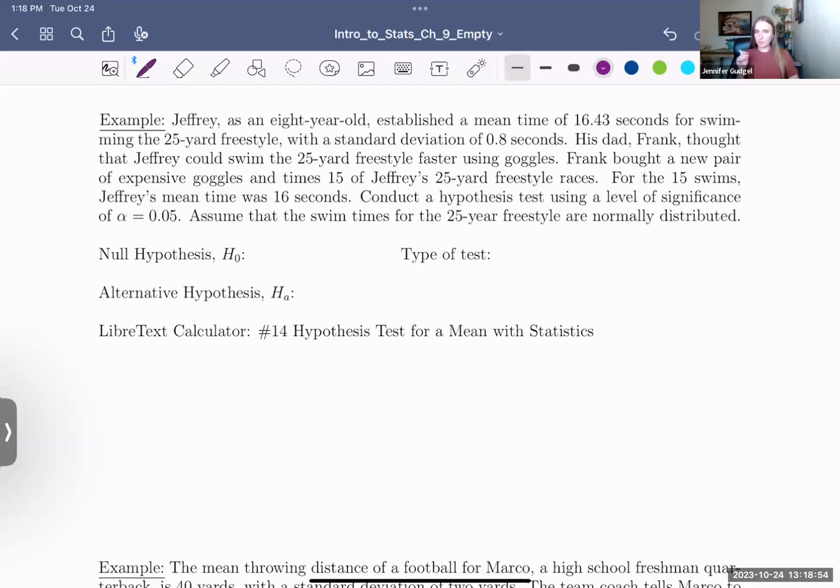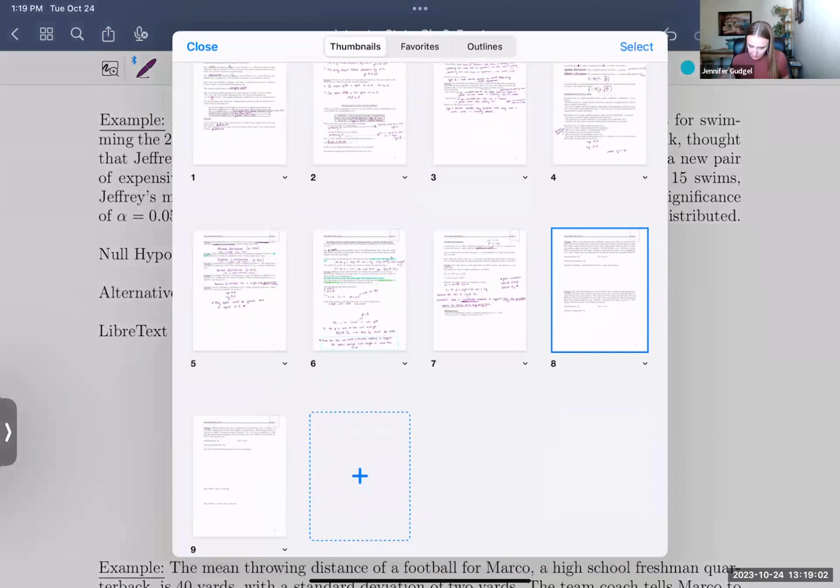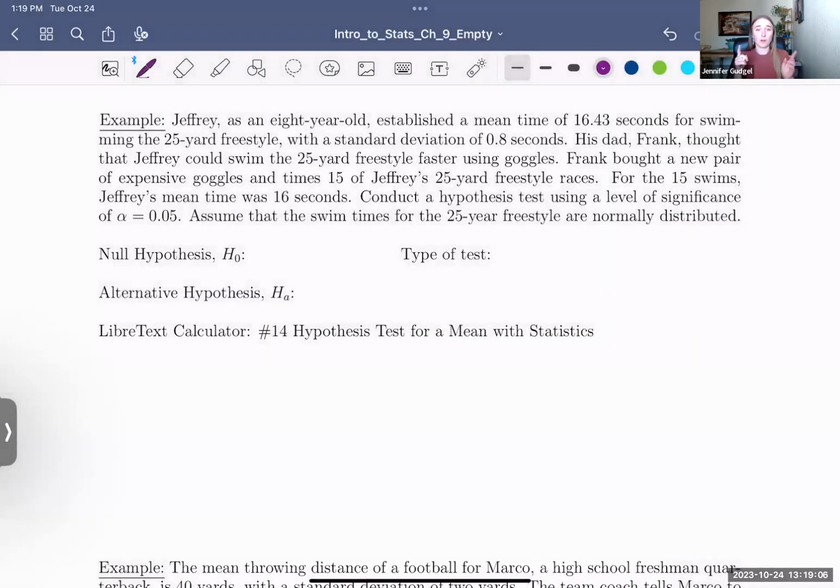The time has come to put it all together. All right, let's walk through the next, how many more examples do we have? 3 examples. All right, we're going to do it all. We're going to set up our null and alternative, note what kind of test it is, use the online calculator to pull that information, make a decision, write a conclusion. All right, we're doing it all.